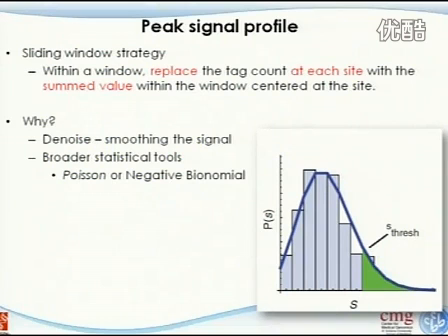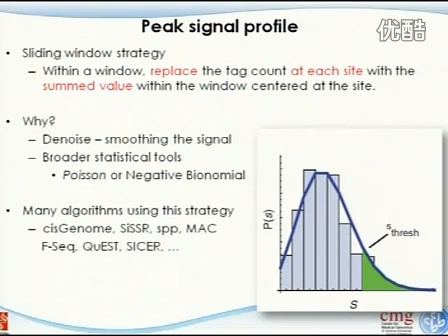The second advantage of this is it can bring in broader statistical tools, because within each individual window, the number of sequencing reads you detect can potentially follow a Poisson or negative binomial distribution. Then you have a lot more statistical tools that can help you identify the real signals. There are many algorithms using this strategy, and I'll help you find the publications on all of this, I'm hoping.